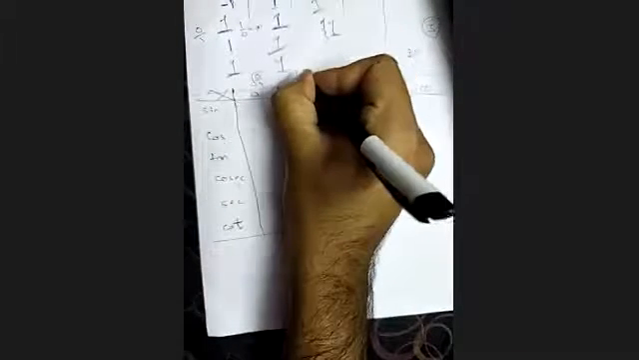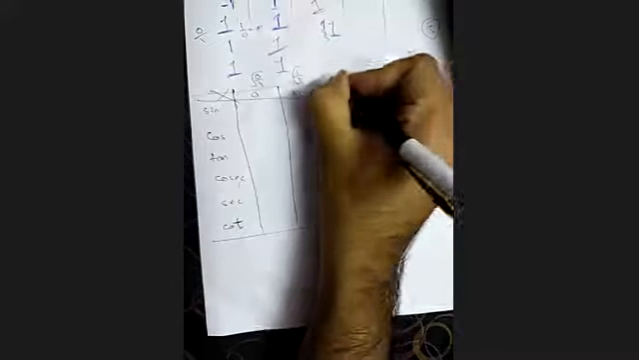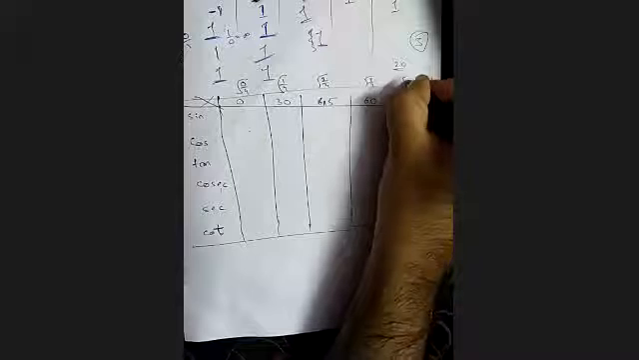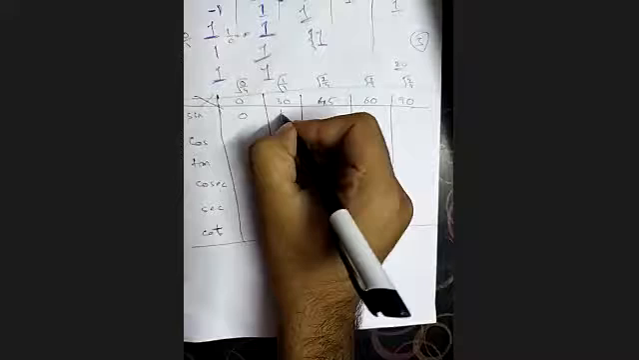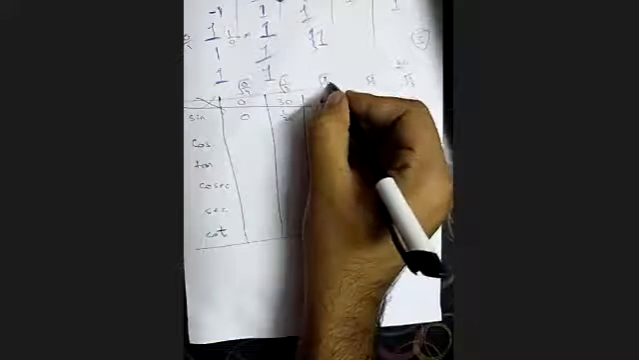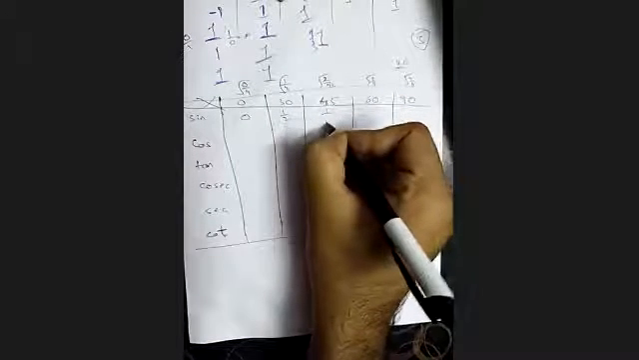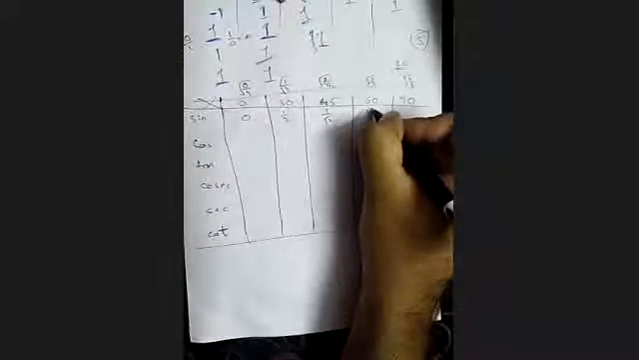0 by 4, 1 by 4, 2 by 4, 3 by 4, 4 by 4, under the root. What is the root of 0 by 4? 0. Root of 1 by 4 is 1 by 2. Root of 2 by 4 is 1 by root 2. Root of 3 by 4 is root 3 by 2. Root of 4 by 4 is 1.